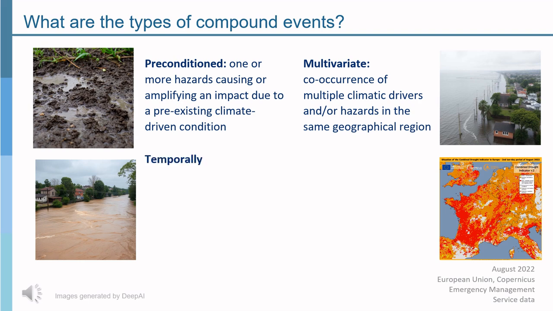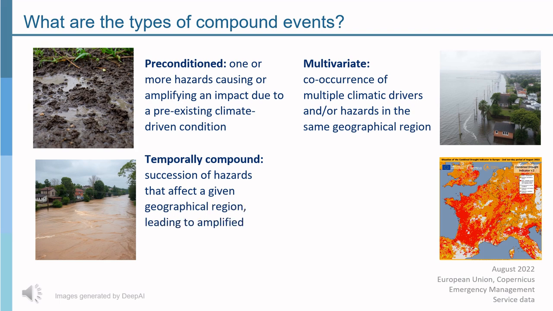The category of temporally compound events refers to successive hazards that affect a given geographical region, leading to or amplifying an impact when compared to a single hazard. This is, for instance, the case of successive storms affecting the same area and amplifying riverine floods.